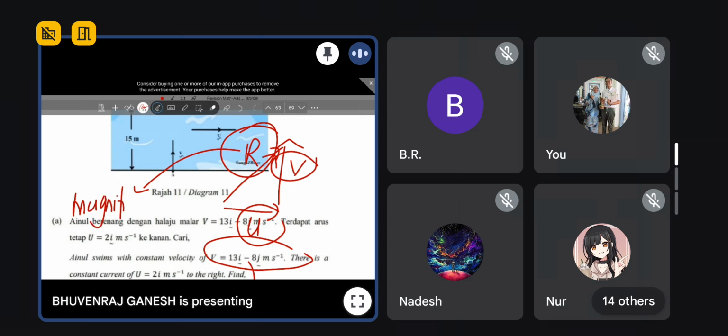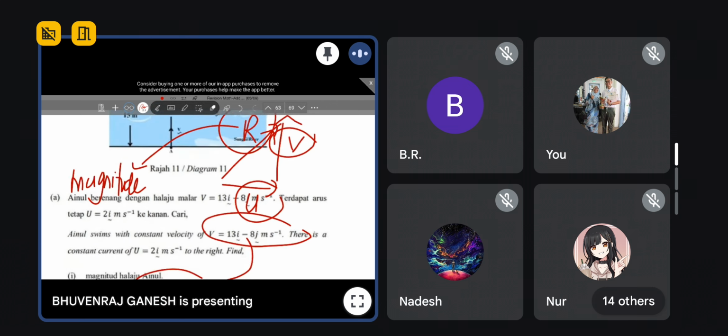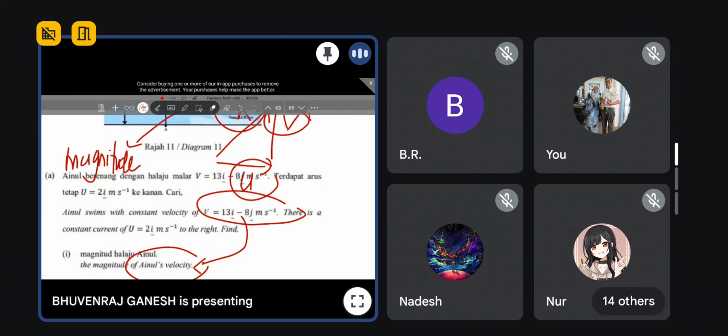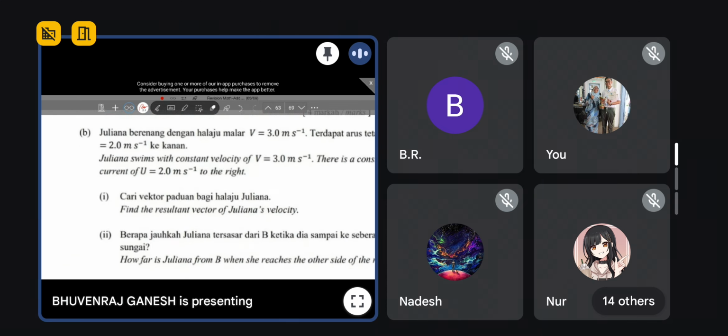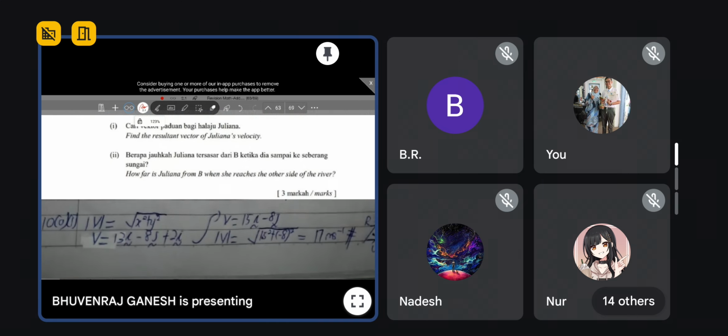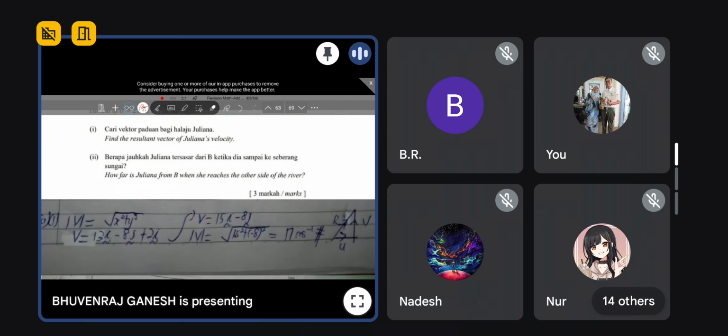Boleh faham tak, guys? Kamu kena tambah dua-dua vektor ni untuk cari halaju, vektor paduan, baru kamu cari magnitud. Okay? So jawapan dia akan macam ni. Alright? So kamu boleh lukislah rajah dia to understand better. So 15i minus 8j is your actual vector.